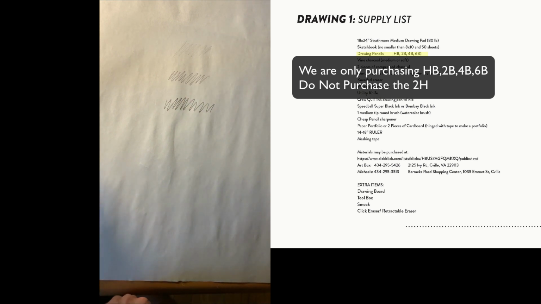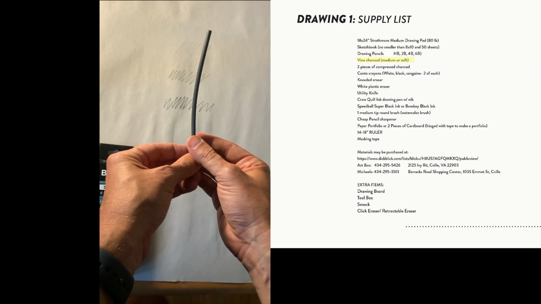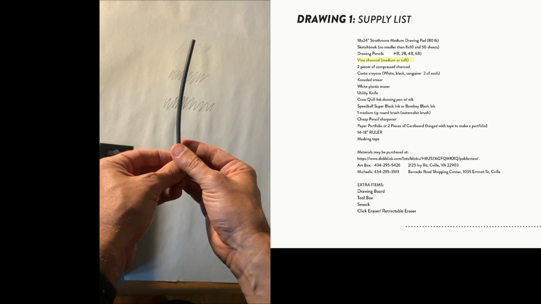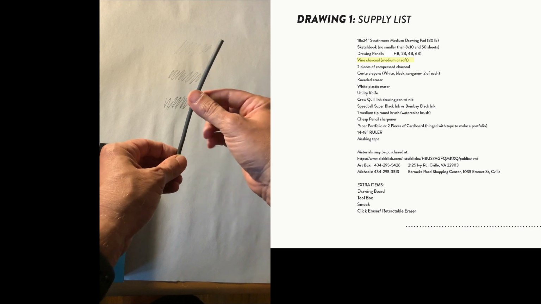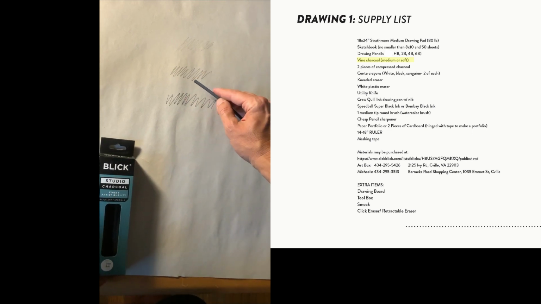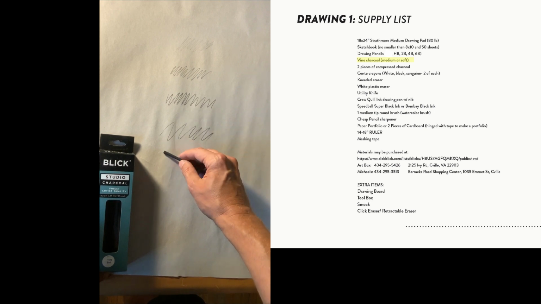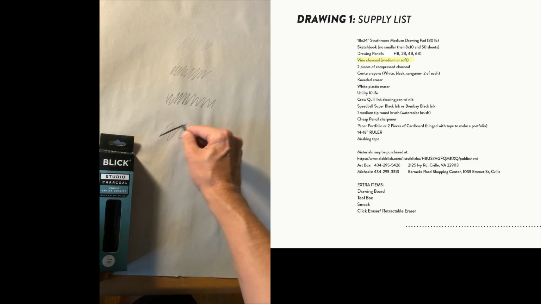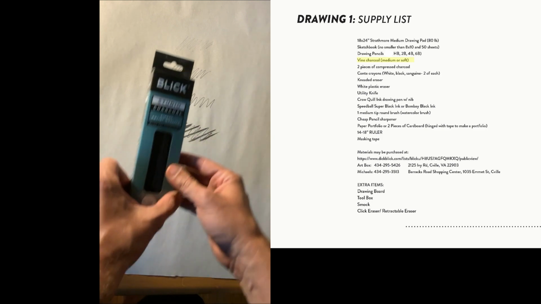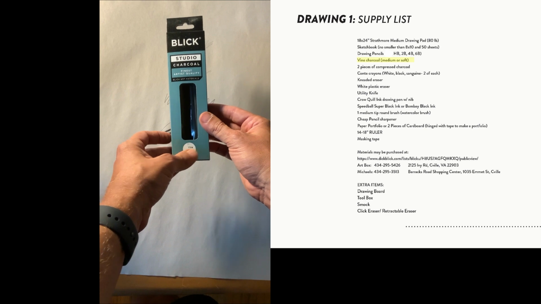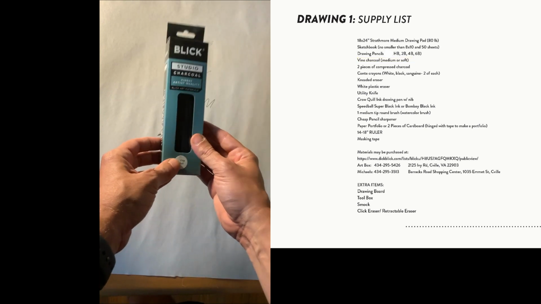All right, the next thing that we're going to get is vine charcoal. Now, vine charcoal is just a charred vine. It's usually a willow vine or a grapevine, and we use it as a drawing material, and we can see that it will make a nice mark. Now, I want you to get the soft variety, and that will allow us to make darker marks. And usually it comes in a box like this.